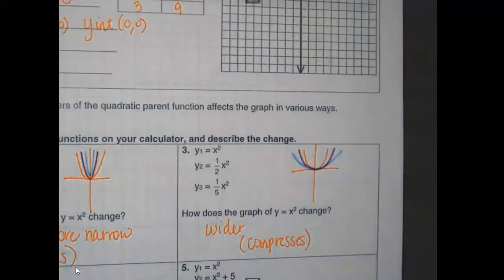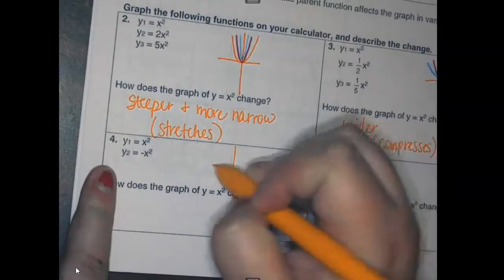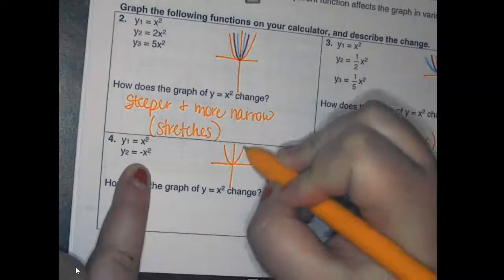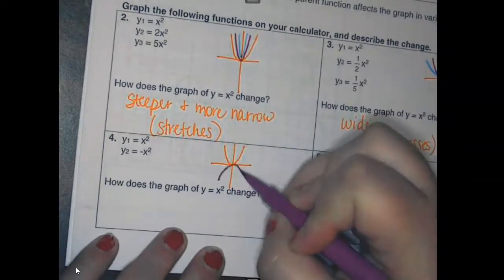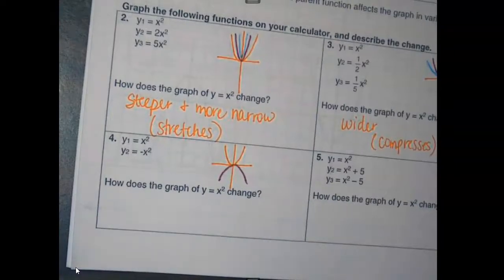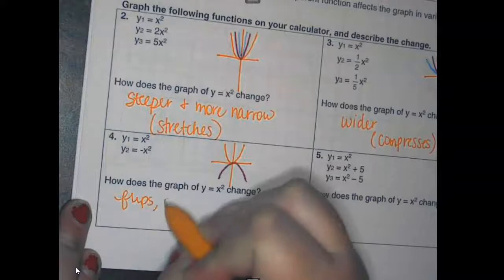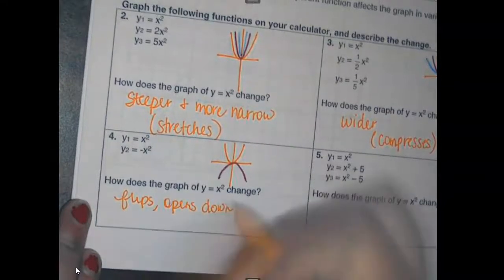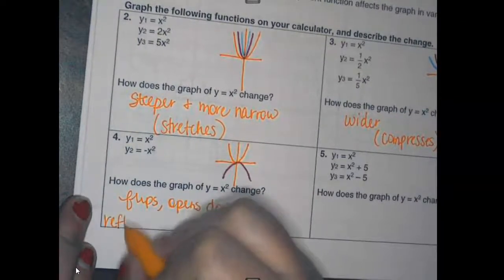Alright? Then we looked at, and this one was a little bit easier because we've already looked at this before, when I added a negative in front of that. So here's my x squared, and when I have a negative x squared, it flips, it opens down, and the correct terminology is that it reflects over the x-axis.